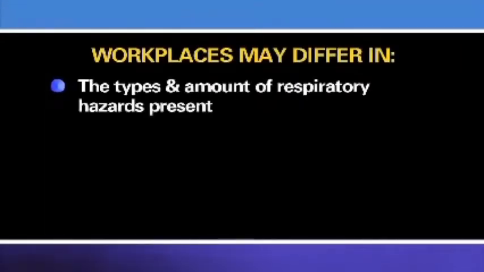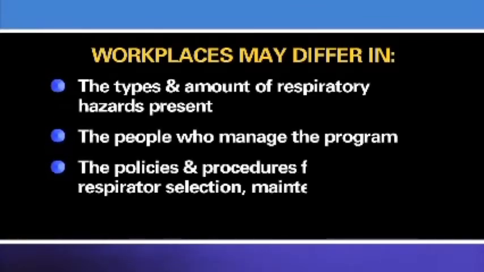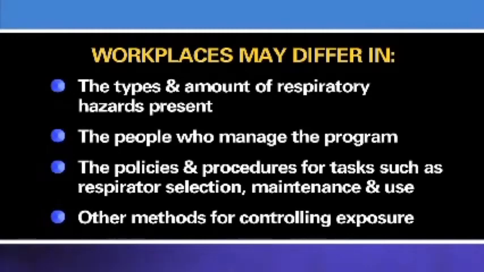For example, workplaces may differ in the following ways: the types and amount of respiratory hazards present, the people who manage the program, the policies and procedures for tasks such as respirator selection, maintenance, and use, and other exposure control methods, such as using local exhaust ventilation. Workplace conditions that affect respiratory hazards and respirator use may change over time. Therefore, the written program must be updated as necessary to account for those changes in workplace conditions that affect respiratory hazards and respirator use.